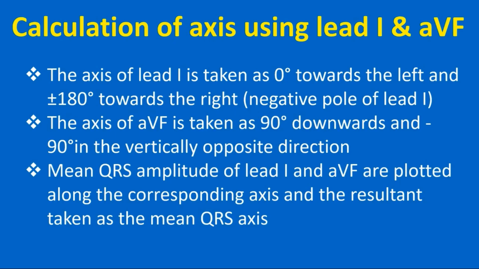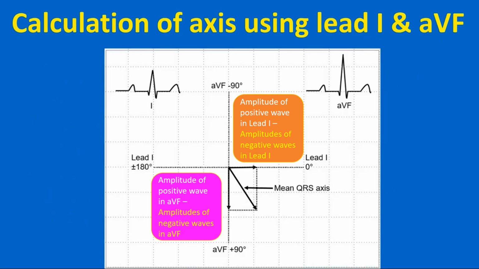The axis of lead 1 is taken as 0 towards the left and plus minus 180 degrees towards the right, that is the negative pole of lead 1. The axis of AVF is taken as 90 degrees downwards and minus 90 degrees in the vertically opposite direction. Mean QRS amplitude of lead 1 and AVF are plotted along the corresponding axis and the resultant taken as the mean QRS axis. Illustration of determination of QRS axis using lead 1 and AVF.